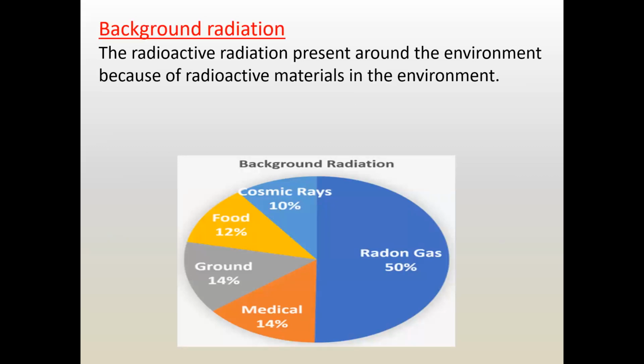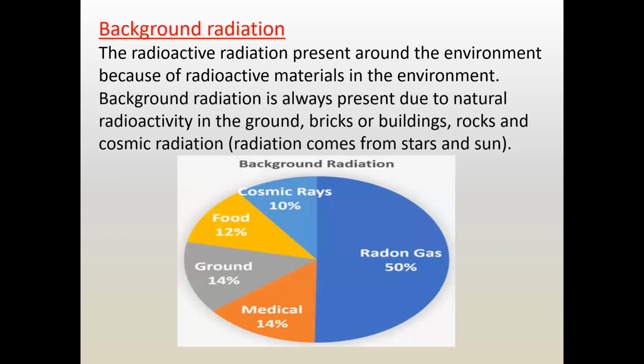Then we have background radiation. What is the meaning or concept of background radiation? The radiation which is coming from the surroundings, not directly from the source, other than the source which we have, the radiations which are coming from the surroundings are known as background radiation. And there are many sources of background radiation.